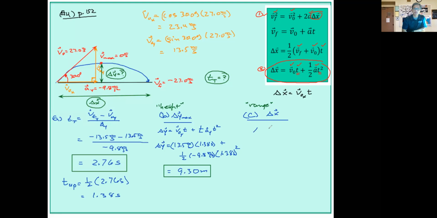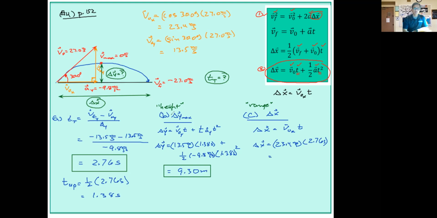So finding the range, which is the motion along the x, we need v initial x, and we need the total time. Like I pointed out, the total time is the time it takes to get from the start here to the finish. So we use this equation to solve for delta x. V initial x here is 23.4 meters per second, and the time interval we're going to use is 2.76 seconds.